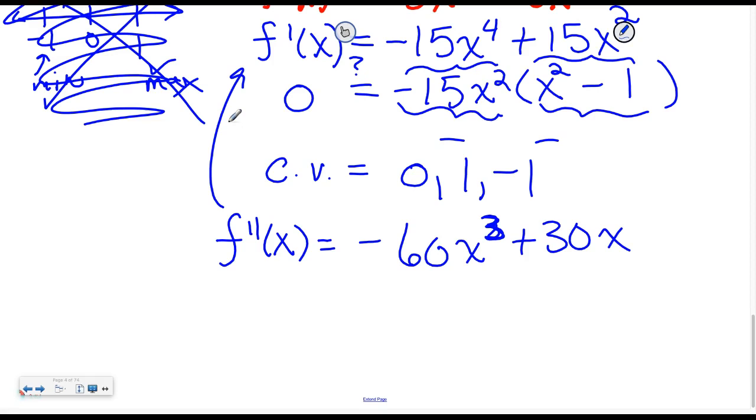I am not looking for the zeros. What would the zeros give me? Inflection values, possible inflection values. I'm not looking for that. What I want to do is take these critical values and plug them into the derivative.